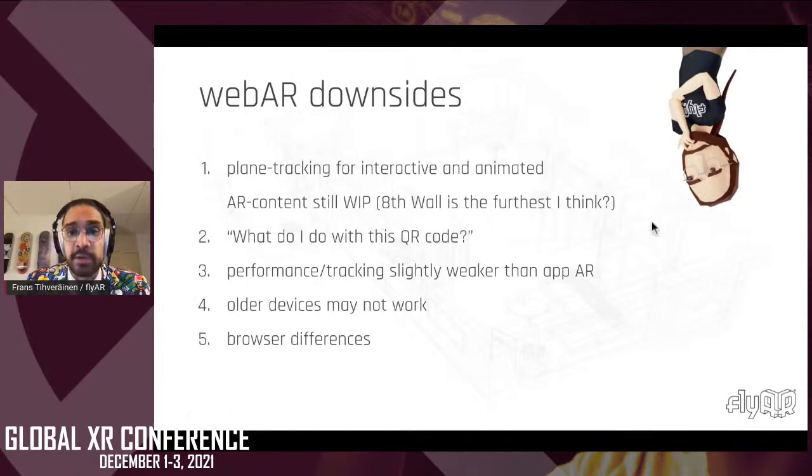Oh, and some downsides. Plane tracking for interactive and animated augmented reality content is still getting there. I think that Eighth Wall might be the furthest at that, but I'm hoping that it will work on this Zapper platform that we like to use a lot. I heard it's on the roadmap.